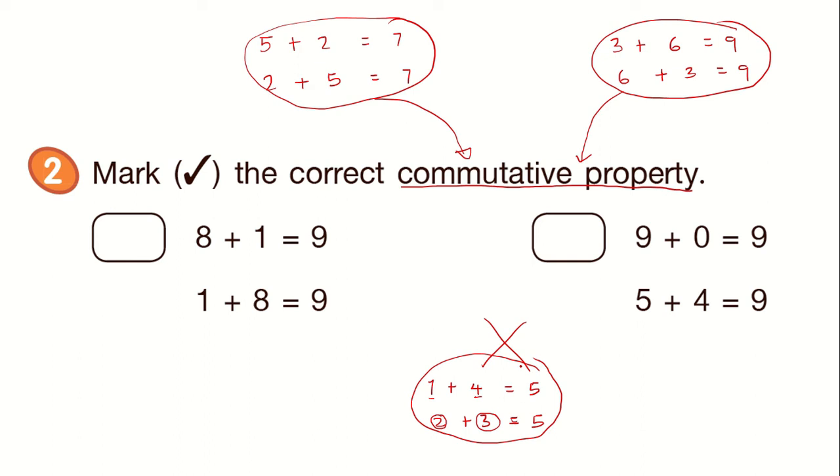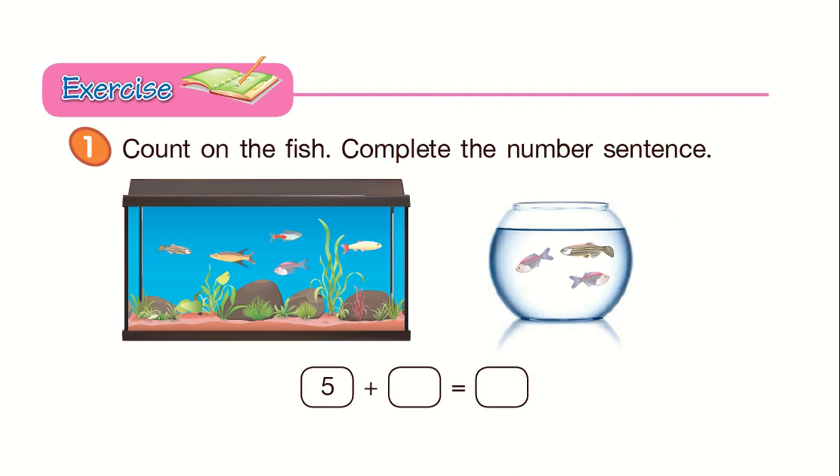So we have 8 plus 1 equals 9, also 1 plus 8 equals 9. Oh yes, this is commutative property. Let's check this. 9 plus 0 equals 9. 5 plus 4 equals 9. No, it should be 0 plus 9 equals 9. So this one is not commutative property. Okay, now let's do the exercise.